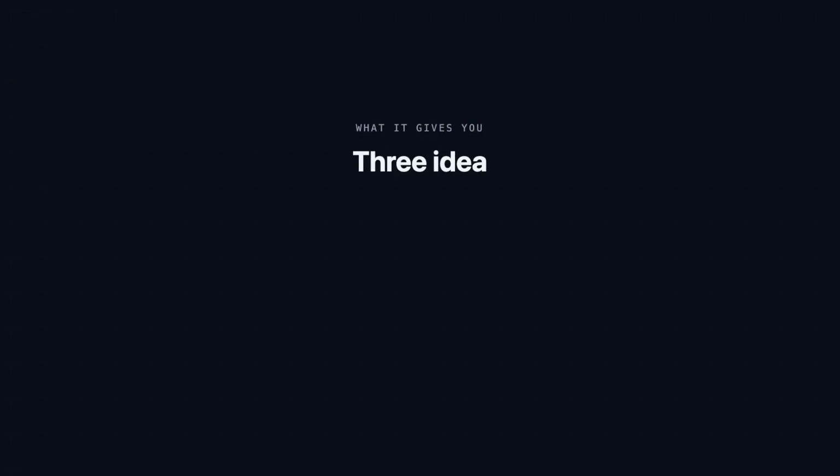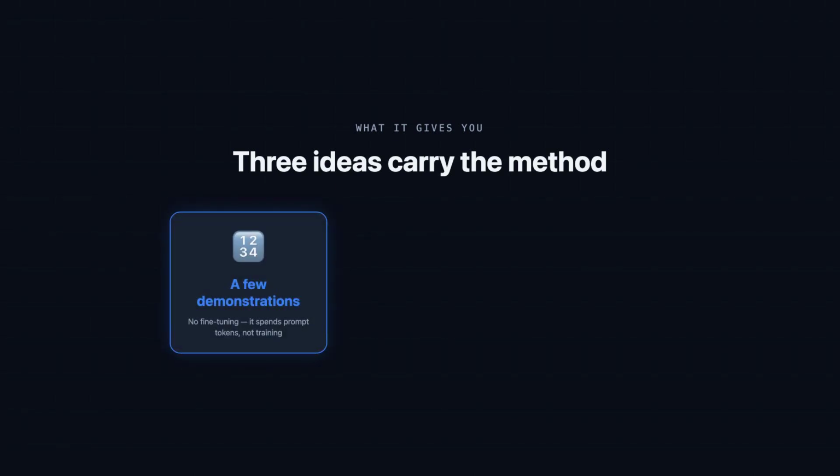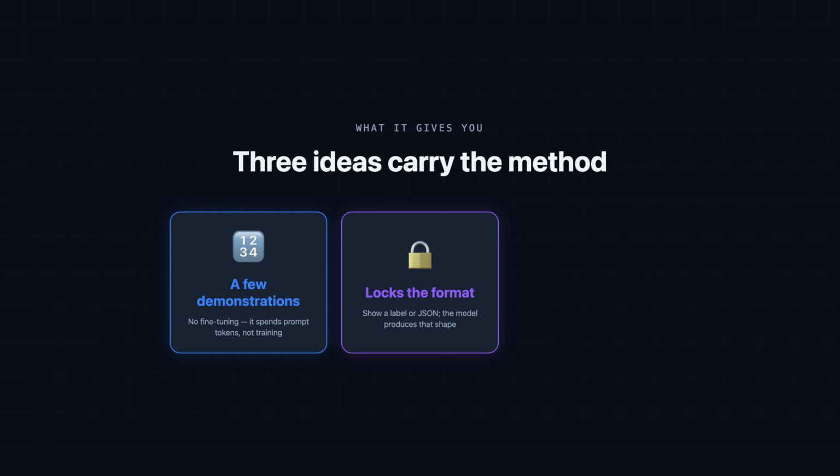All right, 3 ideas really capture what few-shot prompting gives you. First, it's just a few demonstrations sitting right there in the prompt. No fine-tuning, no training run, no new model to host. It costs nothing at all to train, though it does spend prompt tokens and eats into your context window every time you call it.